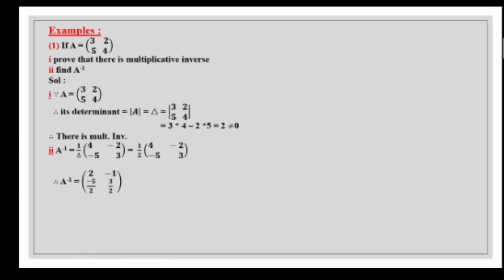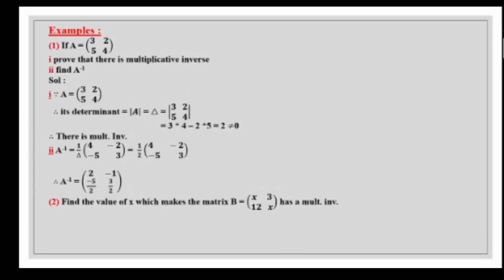Number II. To find this multiplicative inverse from the rule, multiplicative inverse A negative 1 equals 1 over delta multiplied by the matrix A after changing the elements of the main diagonal and changing the signs of the other diagonal. So A negative 1 equals 1 over delta multiplied by the matrix 4, negative 2 and negative 5, 3, which will finally equal the matrix 2, negative 1 and negative 5 over 2, 3 over 2.